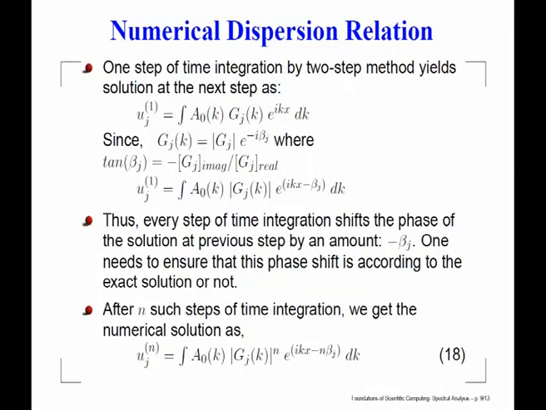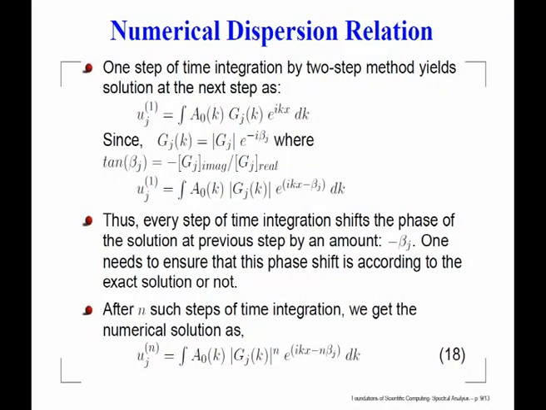Now, this g of k itself, as I have written here, is in terms of a modulus times a phase shift. And what is this phase shift? It is nothing but tan inverse of g imaginary by g real with a minus sign up front. So, the solution at delta t would be the initial spectrum times the modulus of the amplification and e to the power i k x minus beta j.